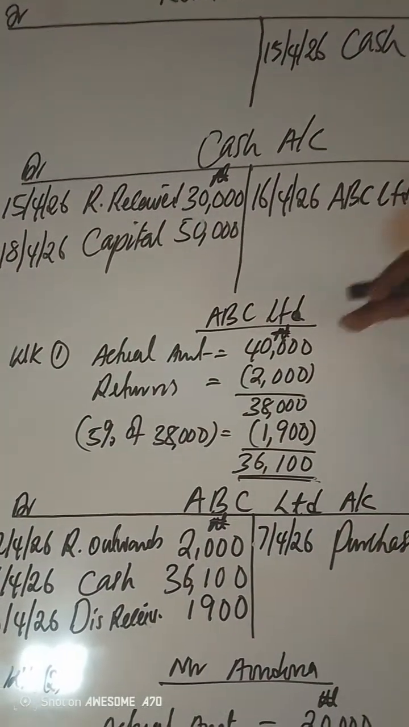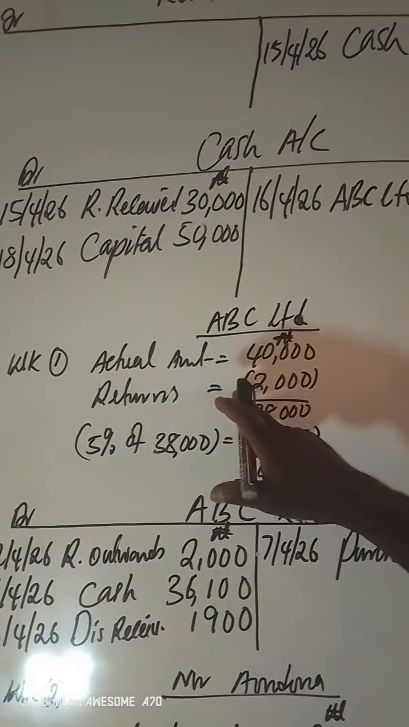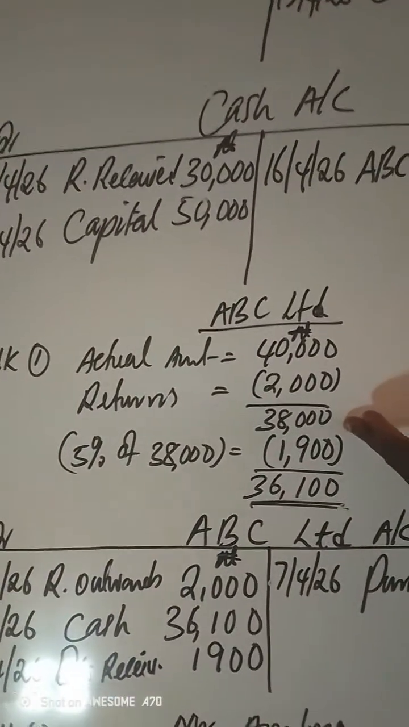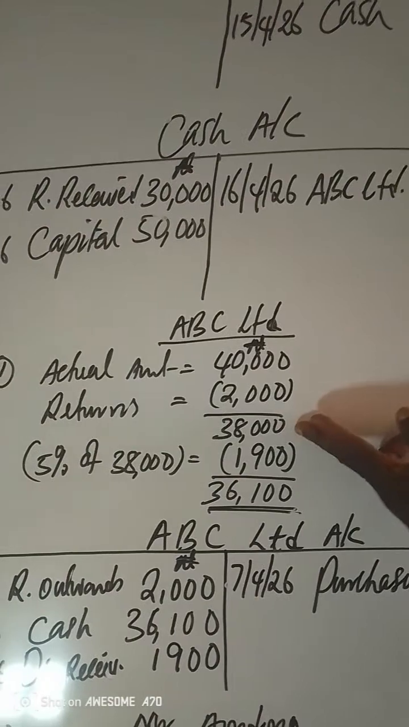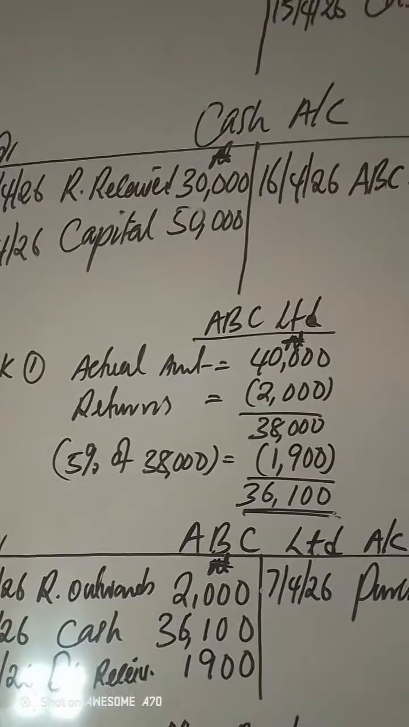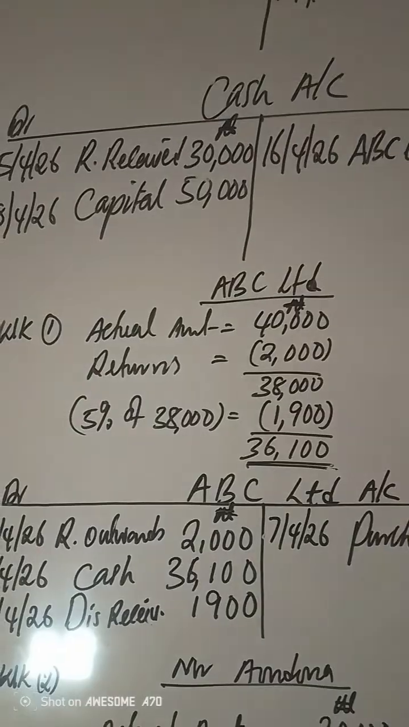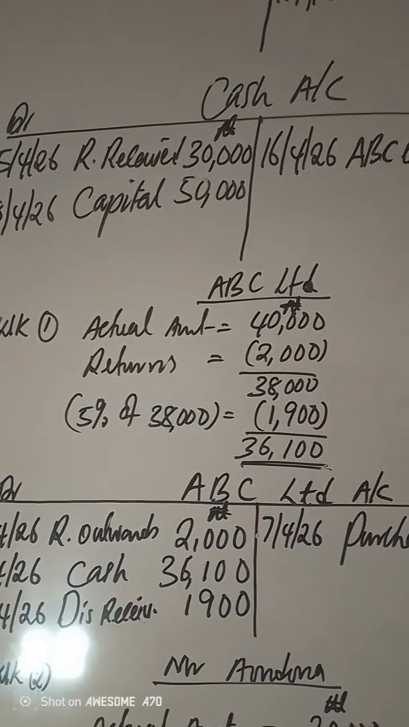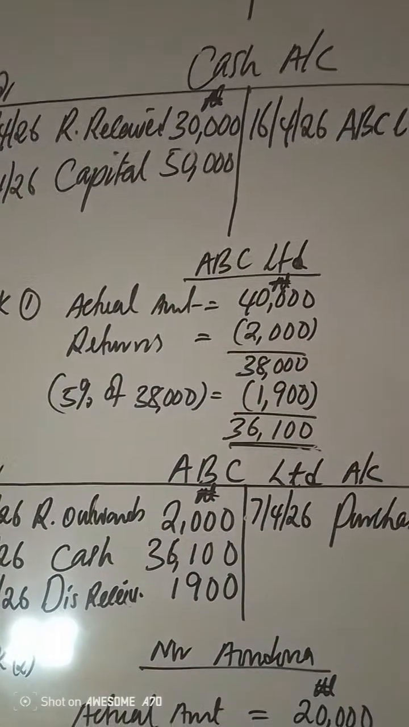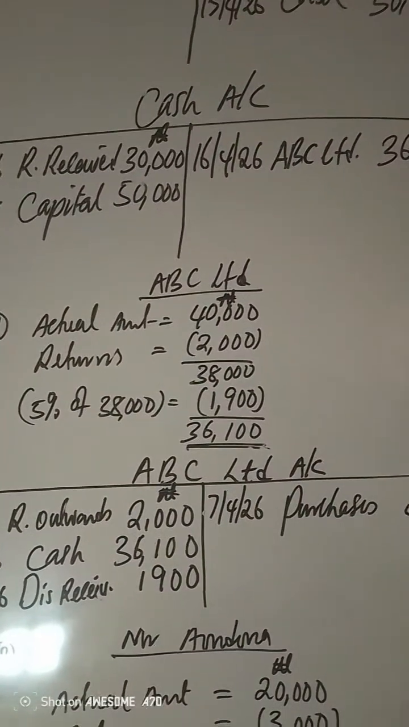So in this case, you take the initial amount owed to ABC, 40,000. You must first reduce the return outward value of 2,000, giving the value of 38,000 that was owed to ABC Limited. Then in the process of paying, ABC Limited gave a discount of 5%. So the business received a discount, and 5% of 38,000, the balance after the return, becomes 1,900. So 38,000 minus 1,900 gives you 36,100, which becomes the amount that the business is going to pay after a discount.